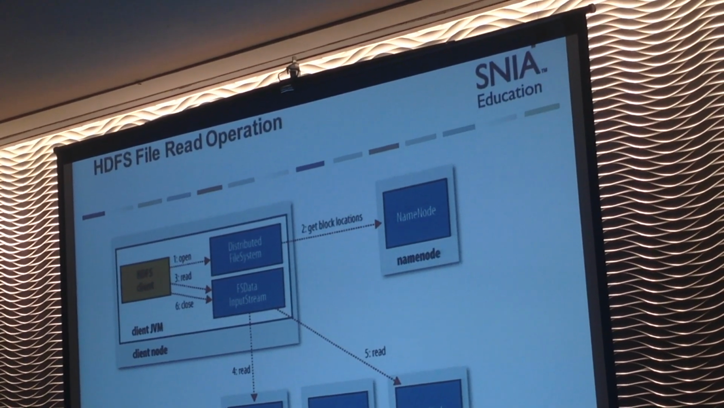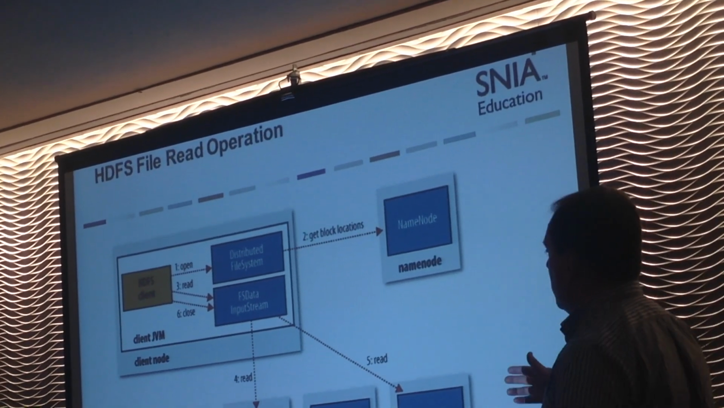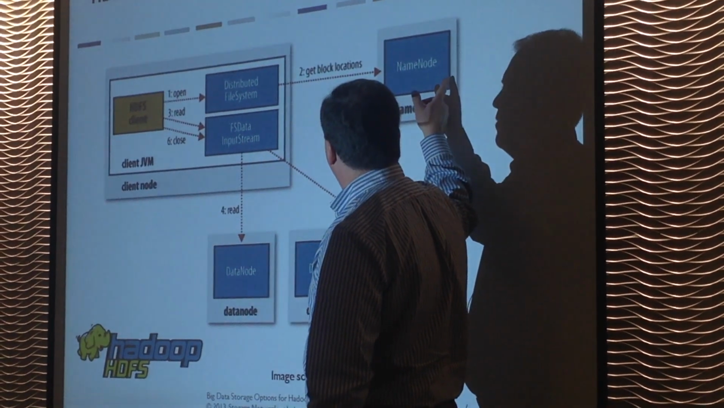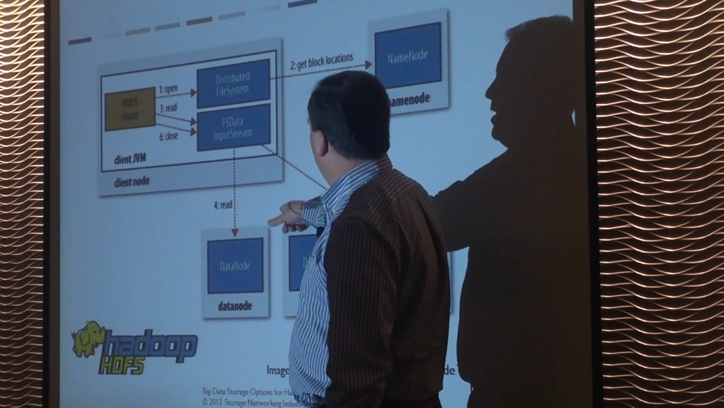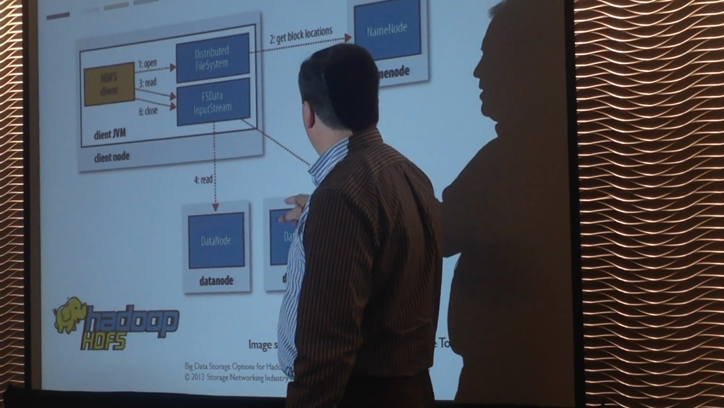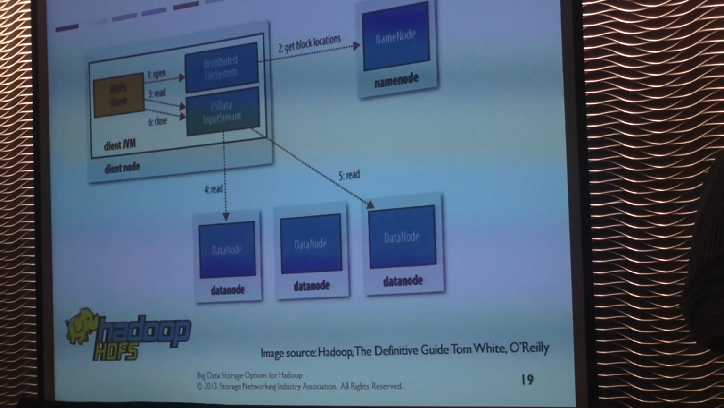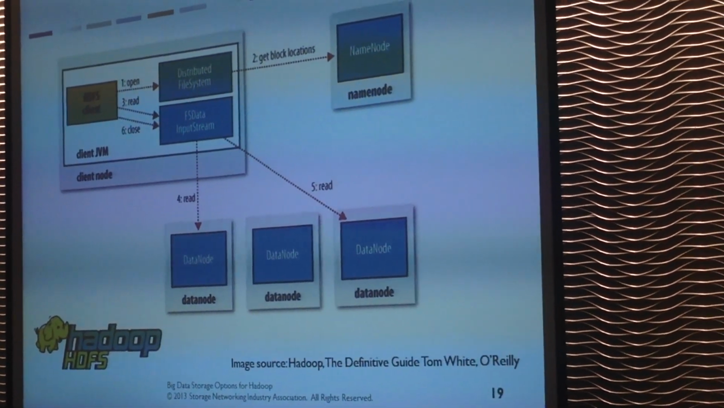A read operation, on the other hand, as we were talking about, also goes to the name node, figures out the right locations, and it can read it from any of these data nodes. So as you mentioned, it doesn't have to read it from only the primary location.